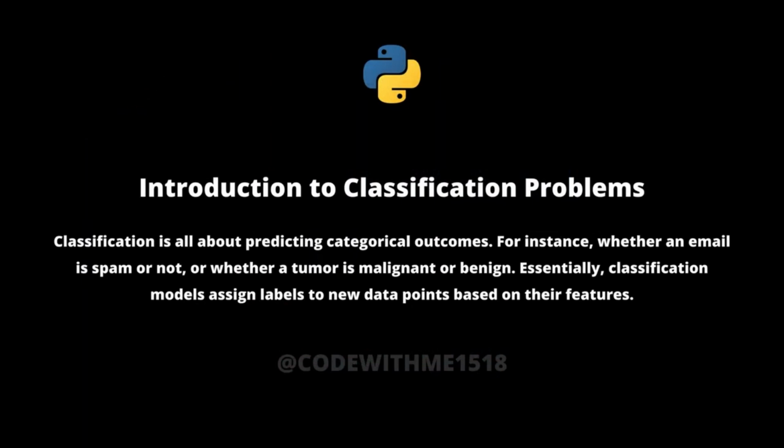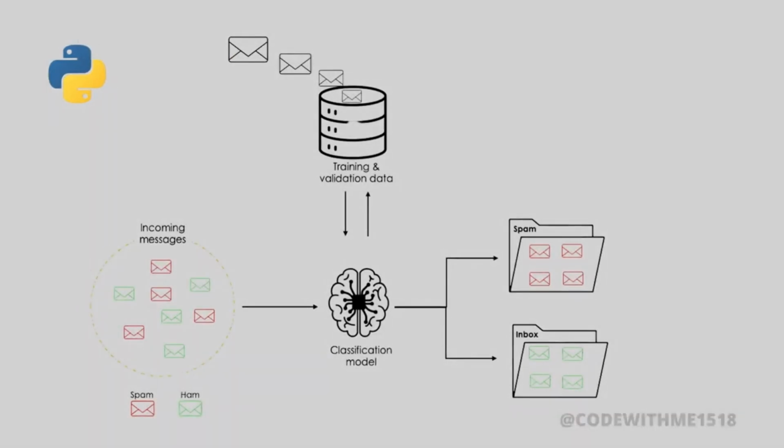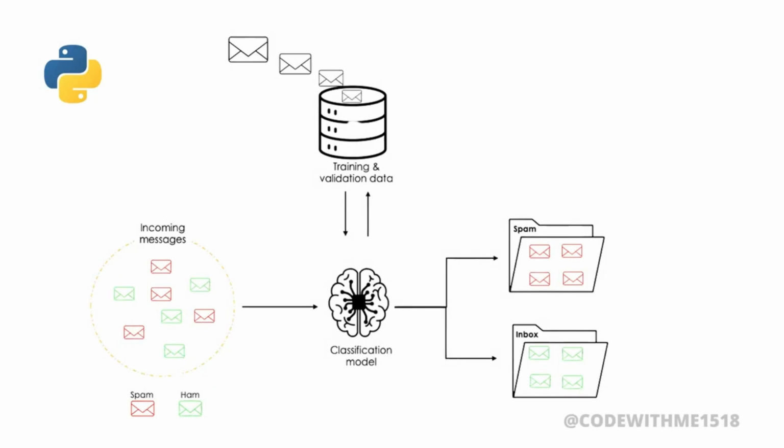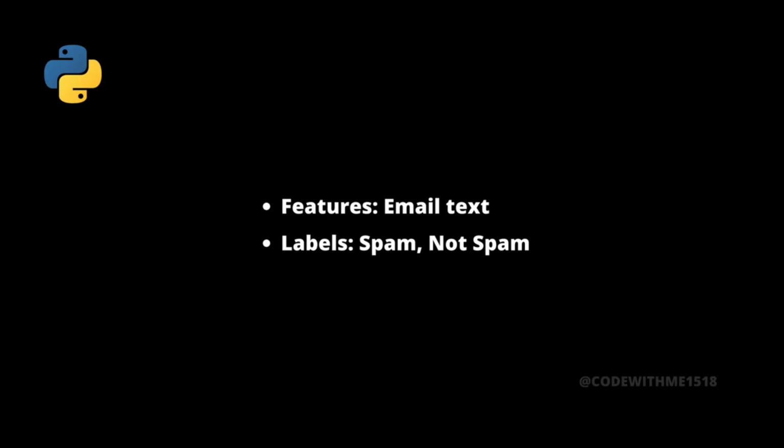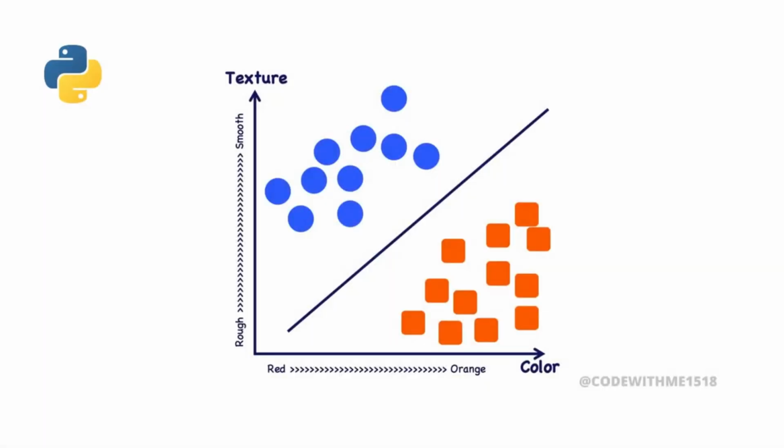Classification is all about predicting categorical outcomes. For instance, whether an email is spam or not, or whether a tumor is malignant or benign. Essentially, classification models assign labels to new data points based on their features. Here's a quick example. Features: email text, labels: spam, not spam. Let's jump into Python and implement a basic classification example.